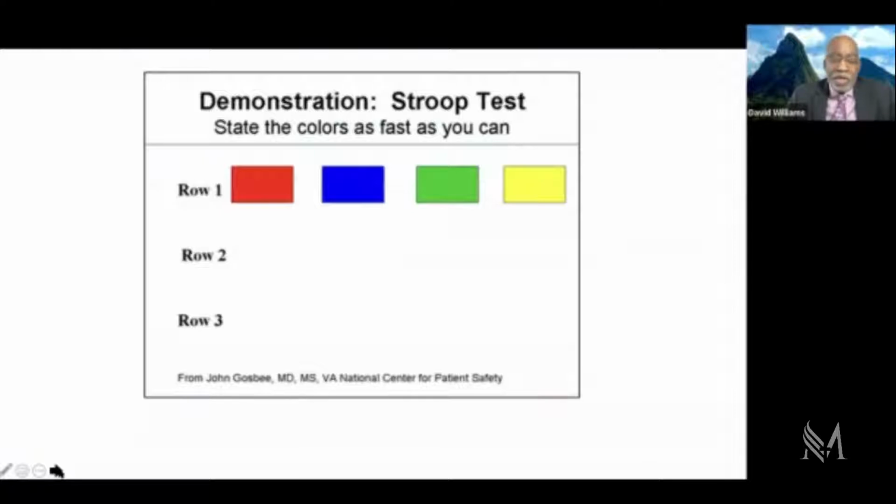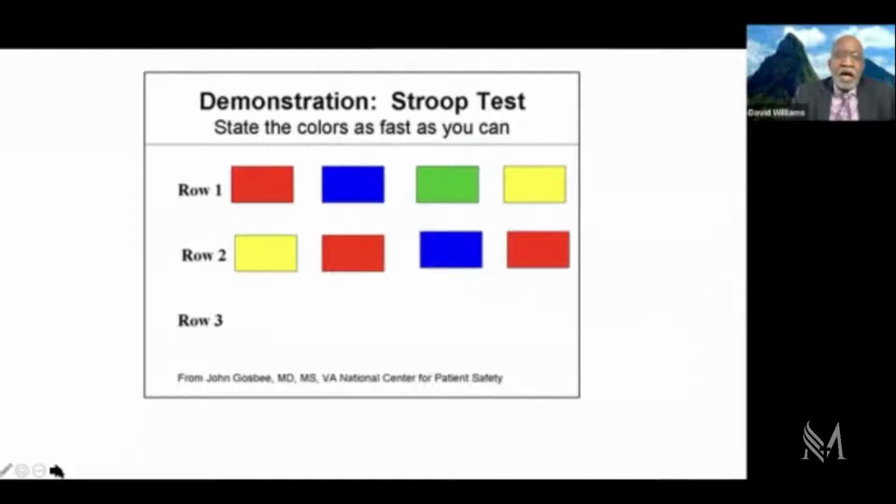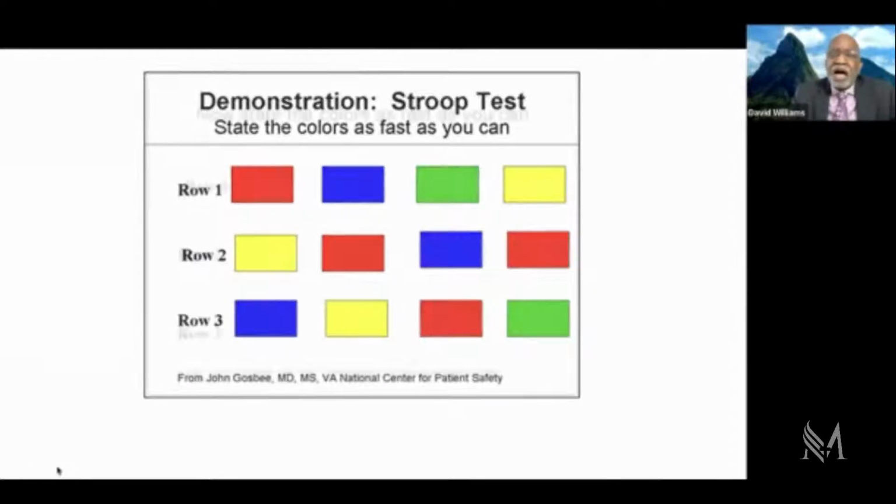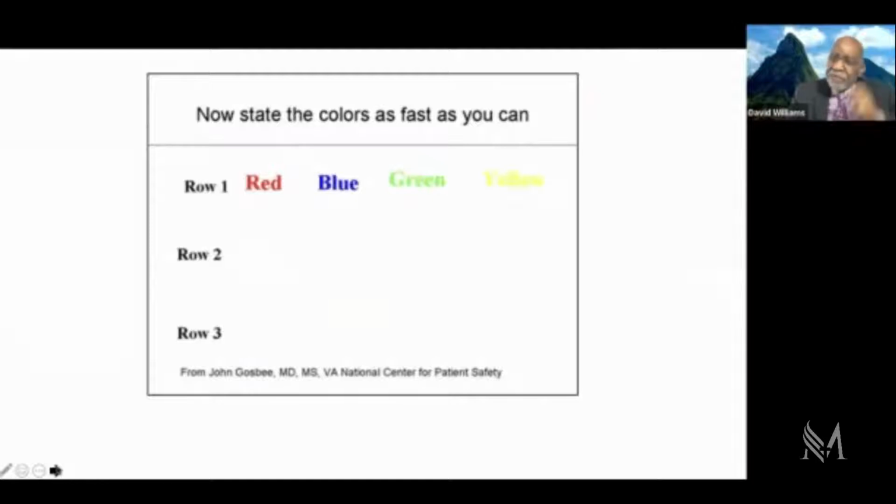This is straightforward. It begins easy. It gets more difficult as we move along. So let's look at the test. That's red, blue, green, yellow. The second line: yellow, red, read with me, blue, red. You know, easy. Blue, yellow, red, green was the third line. Let's look at the first row now.